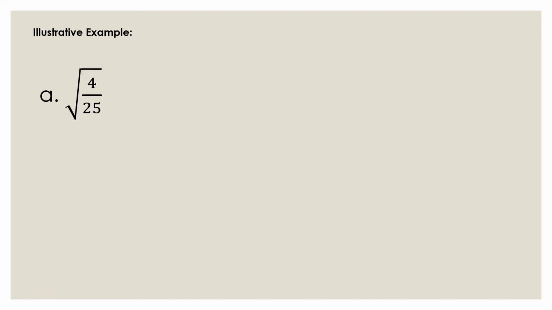We have letter A, the square root of 4 over 25, that is equal to the square root of 4 over square root of 25. And we can simplify square root of 4, that is 2, and we can still simplify square root of 25, that is 5. Therefore, the final answer is 2 over 5.